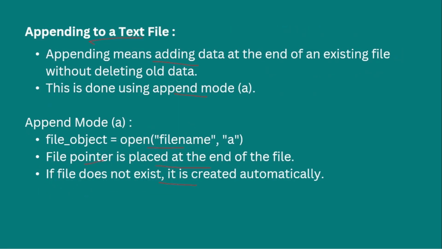Here, the file pointer is a position indicator that shows where the next read or write operation will occur in the file. That is why in case of append, the file pointer is placed at the end of the file.